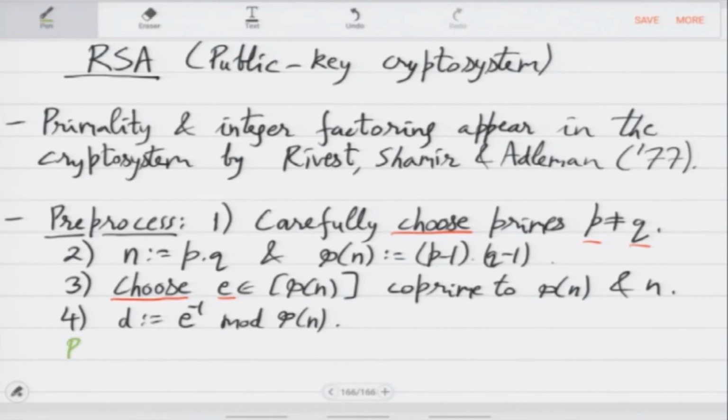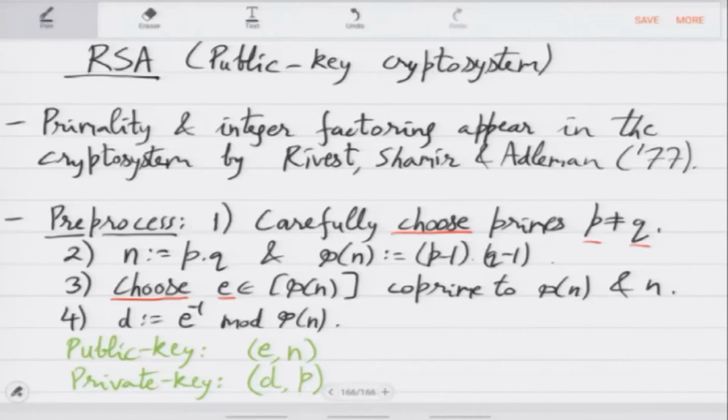They are as follows. Public key is E and N, private key is D, and of course P and Q. So the bank will never tell anybody what D is and what P and Q are. The factorization is hidden. Public key is the number N, and this E for exponentiation. So based on this, now we have encryption and decryption.